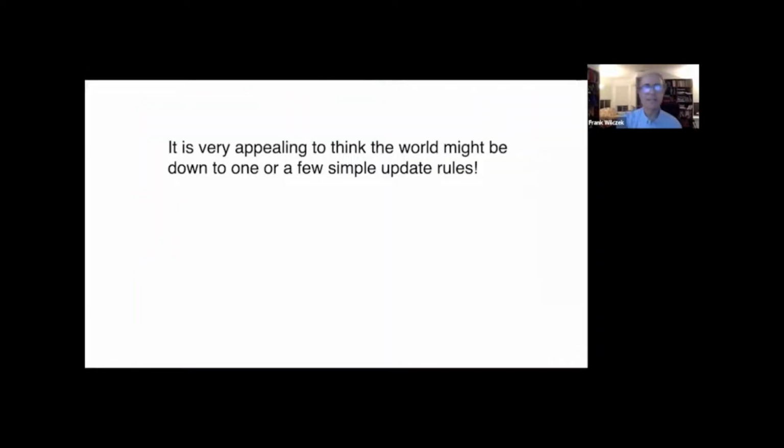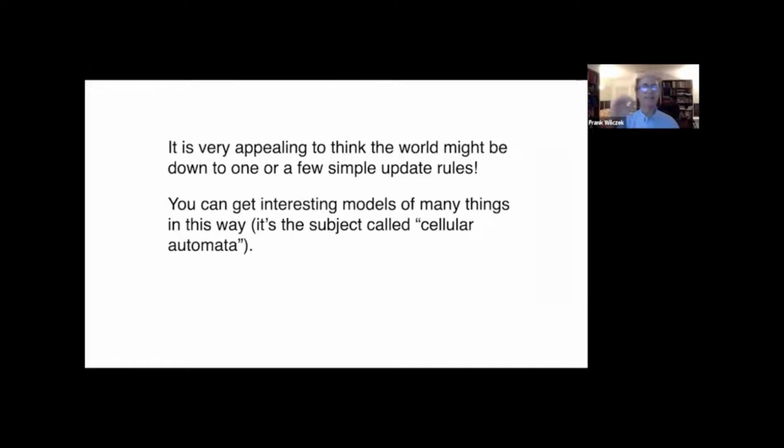So it's very appealing to think that the world might be down to a few simple update rules. And you can get interesting models of many things in this way. It's the subject that's called Cellular Automata, and you can read about it on the internet, and there's a vast literature, and you can download programs that you can play with to see the behavior of these things, that can be very rich. And they can be used to model interactions in society and so forth with different rules, with the growth of wildfires, the growth of pandemics, the growth of populations. Just having these kinds of rules will allow you to do that.